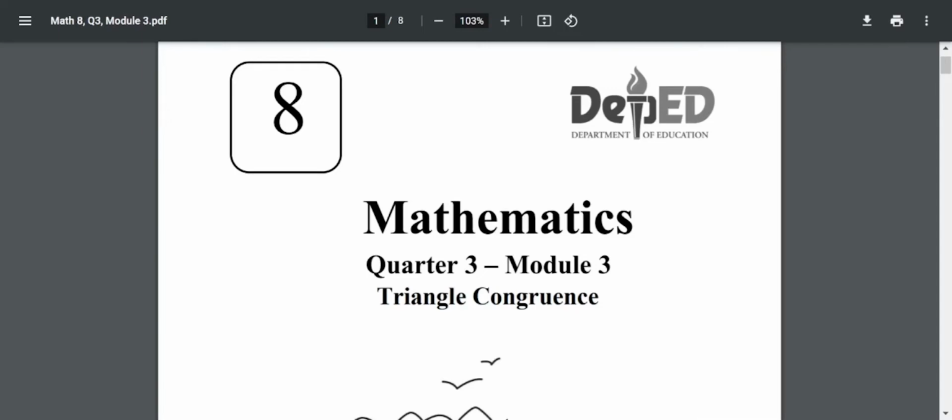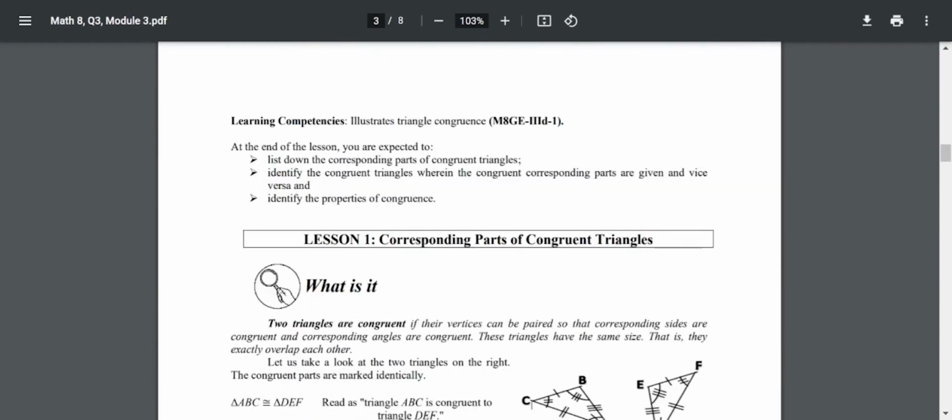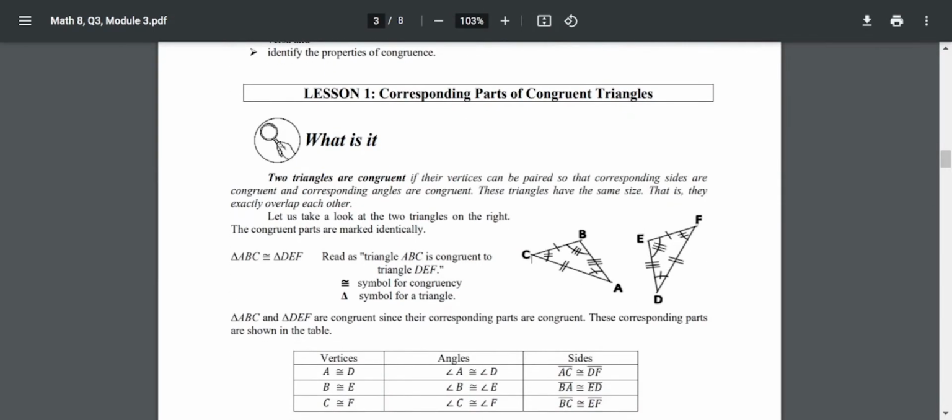We are now on the third module for this quarter in which we will be talking about triangle congruence. Now let's go directly to our first lesson. So our first lesson will be about corresponding parts of congruent triangles.